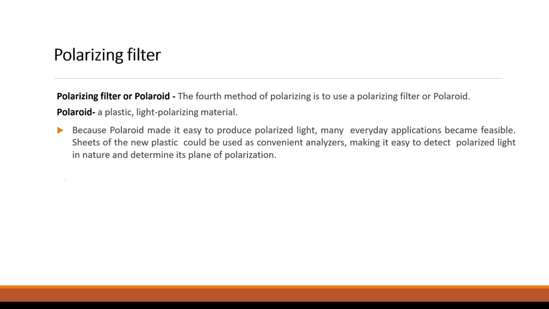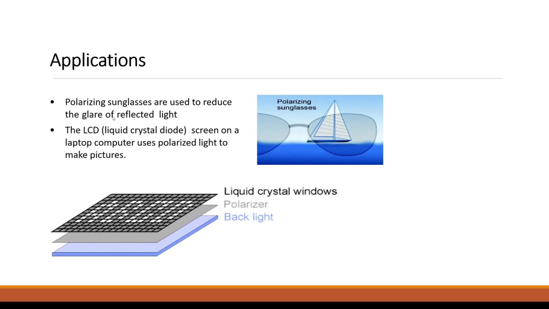And the last, which we've seen a little bit already, is the polarizing filters, or Polaroid, in devices and other things we make. It's a polarizing filter, which is called a Polaroid, and it's just a plastic or light polarizing material. Because Polaroid made it easy to produce polarized light, many everyday applications became feasible. Sheets of the new plastic could be used as convenient analyzers, making it easy to detect polarized light in nature and determine its plane of polarization.